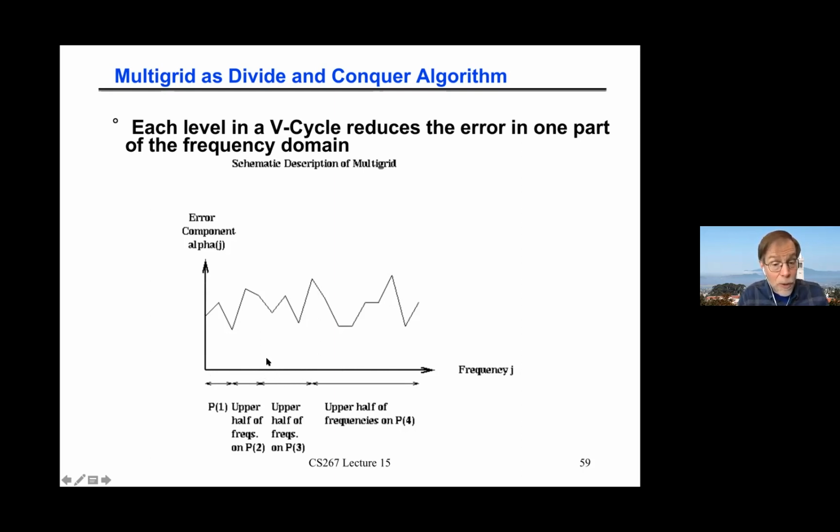So when I go to the coarser mesh, I can only get rid of this second half of the frequencies. Then I go to the next coarser mesh, and I can get rid of those frequencies, and so on recursively. So at every step of multigrid, I get rid of half the frequencies that I couldn't get rid of before. And so that gives us this nice convergence property.